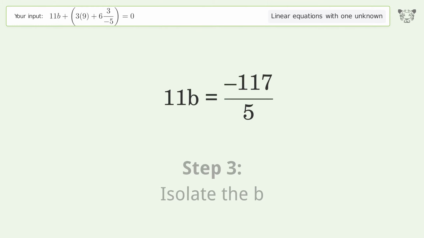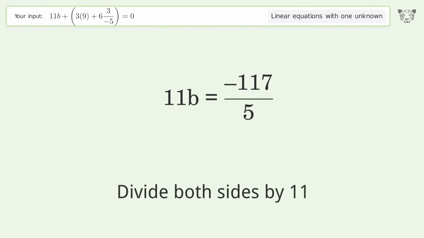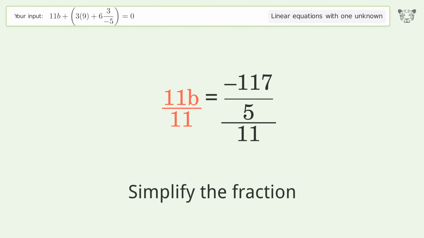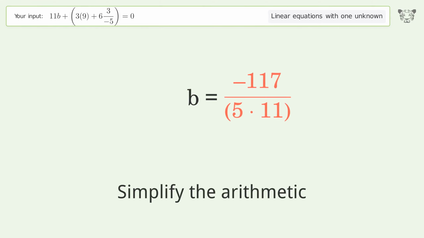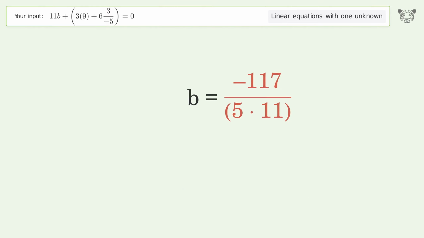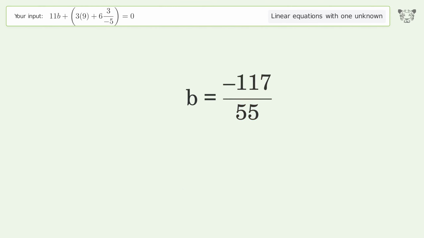Isolate the b. Divide both sides by 11. Simplify the fraction. Simplify the arithmetic. And so the final result is b equals negative 117 over 55.